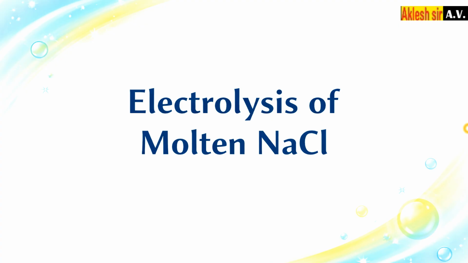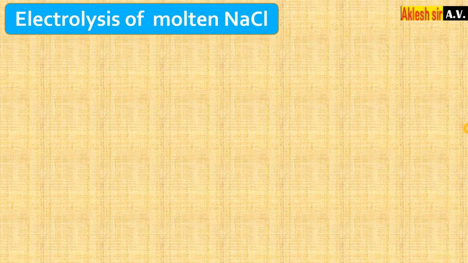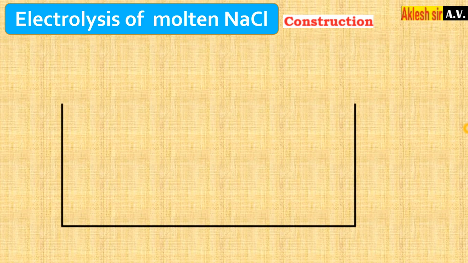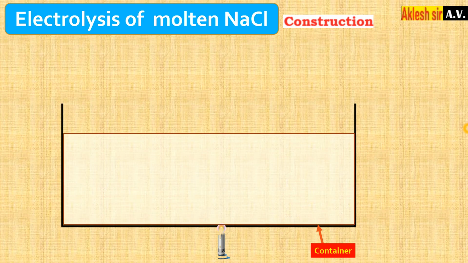Electrolysis of molten NaCl. Electrolysis of molten sodium chloride, NaCl. The electrolytic cell consists of a container in which fused sodium chloride is added. Fused sodium chloride means sodium chloride is heated to its melting point. That is the melted form of sodium chloride.